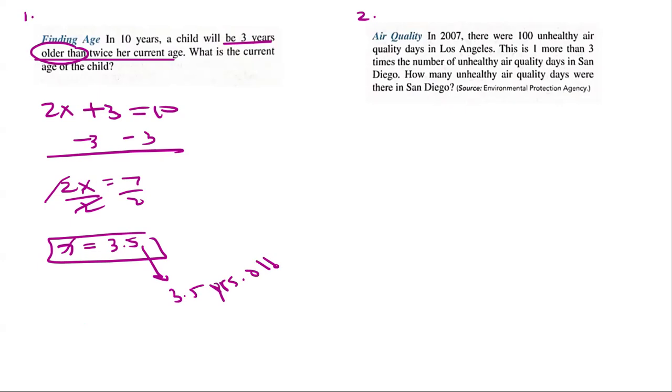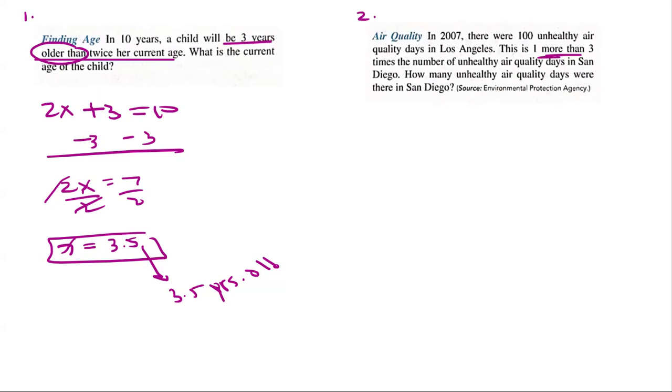Okay. All right. The second one here says air quality. In 2007, there were 100 unhealthy air quality days in Los Angeles. This is one more than 3 times the number of unhealthy air quality days in San Diego. So again, we have those keywords, more than. So that should automatically, in your brain, tell you we have to flip them. How many unhealthy air days were there in San Diego?